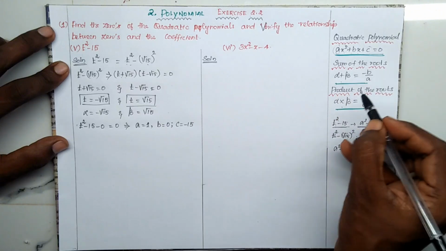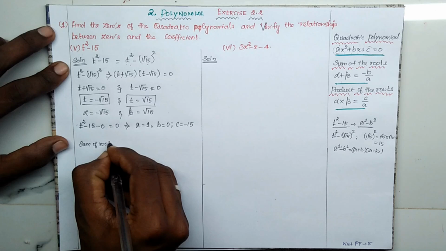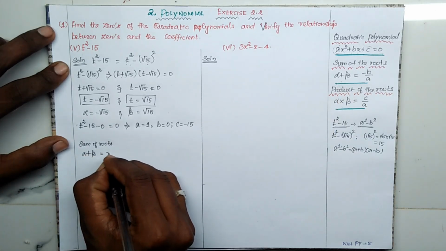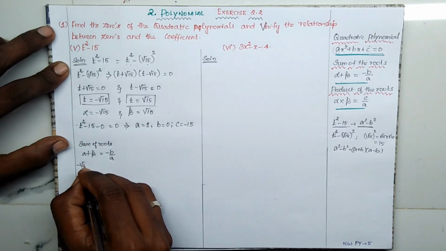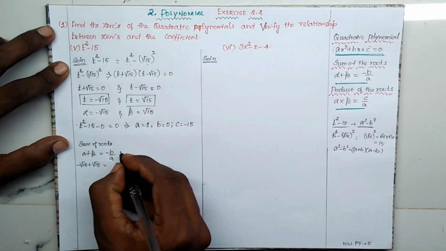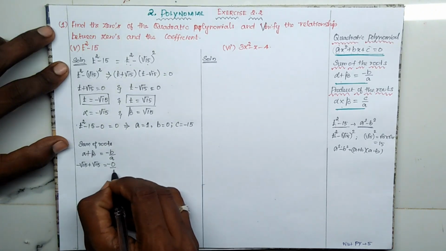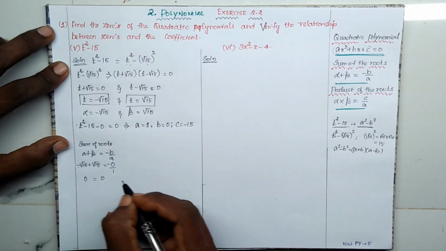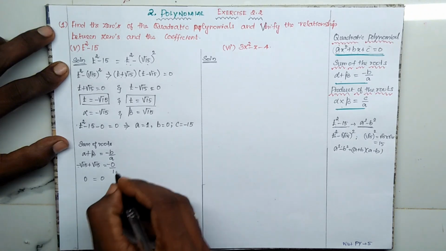So we have to find the sum of roots and the product of the roots. The sum of roots is alpha plus beta, that is equal to minus b divided by a. Here alpha we found is minus root 15 and beta is root 15, and now we have to substitute the value of b. b is 0, so minus 0 divided by a, which is 1. So minus root 15 plus root 15 is equal to 0, and 0 by 1 is 0. Now the sum of roots is verified, that is, LHS becomes RHS.